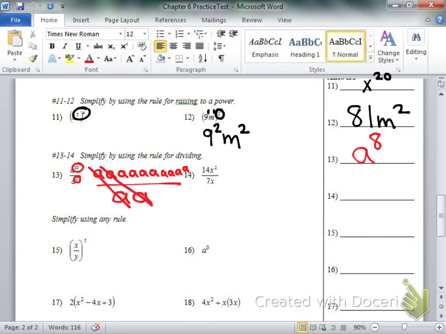Alright, same thing on number 14. So we have x to the second over x to the first. So you subtract the exponents. 2 minus 1 gives us 1, so we'd have x to the first. But we have these numbers out front as well. Focus in on the 14 over 7. 14 over 7, that's 14 divided by 7. You've been doing that for years. It's just 2. The regular old rules for division.